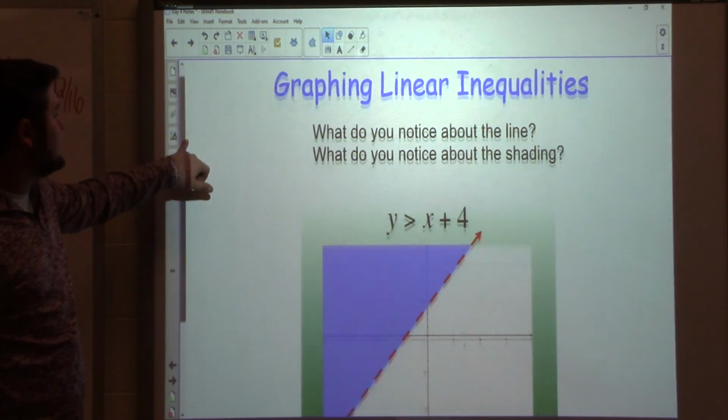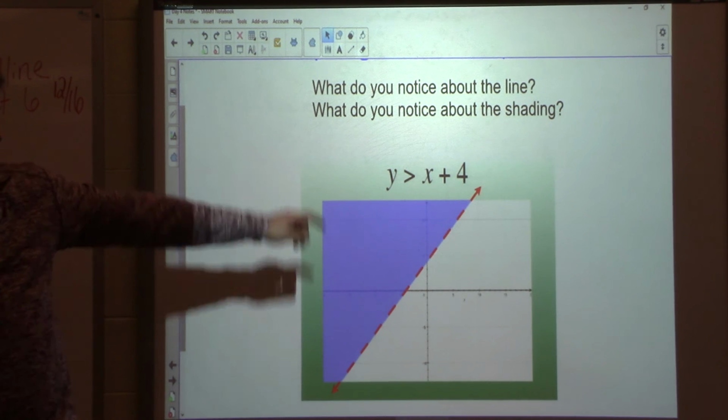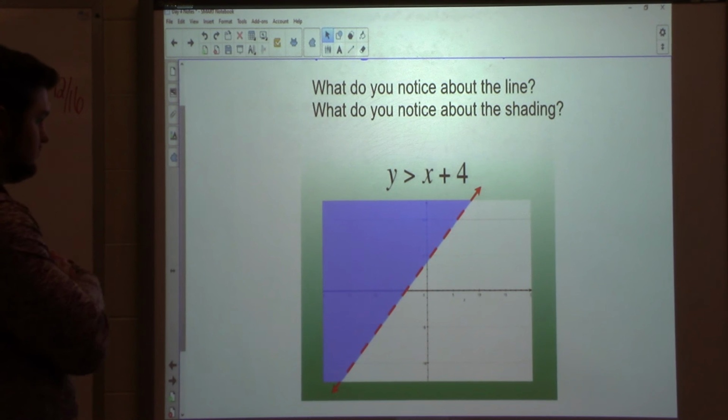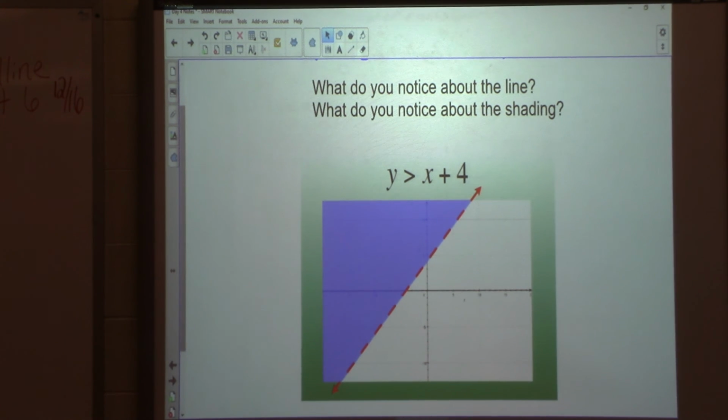So, what do you notice with the line here? Look at this graph. Y is greater than x plus 4. What do you notice about that line, anything? It's going up, so it's got a positive slope. All right. Yes, Carl? It's dotted. It is a dashed line. Why do you think it's dashed? Because it's not "or equal to."